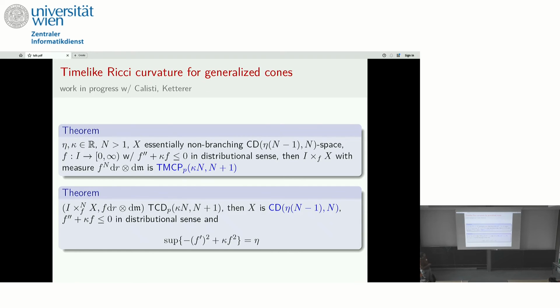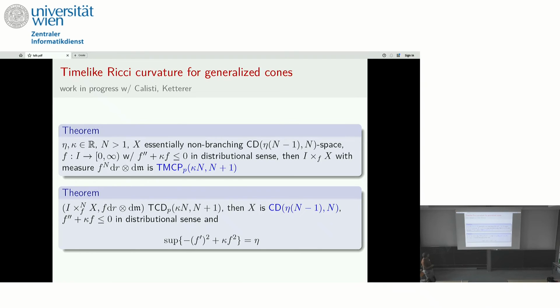If you have an essentially non-branching CD space which has the curvature bound below by eta times n minus 1 and dimension bound above by n, and f is kappa-concave in the distributional sense, then the generalized cone with the measure f to the power n dr times the reference measure of x satisfies the time-like measure contraction property with kappa times n, and of course the dimension is 1 larger.